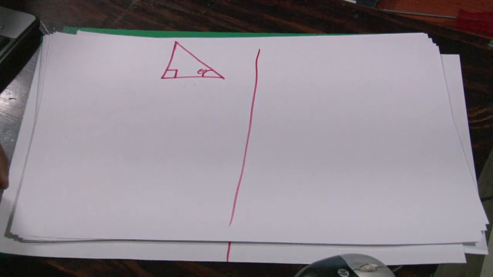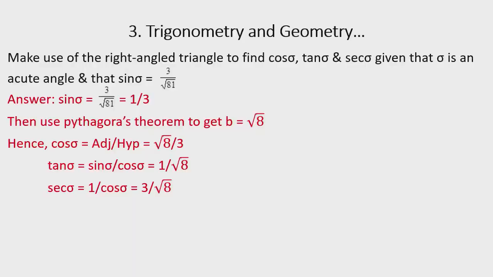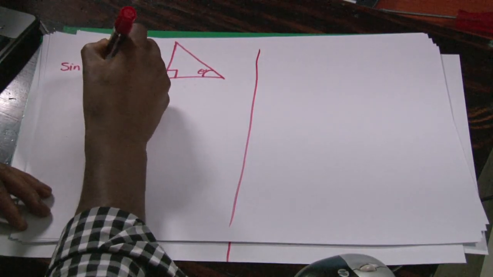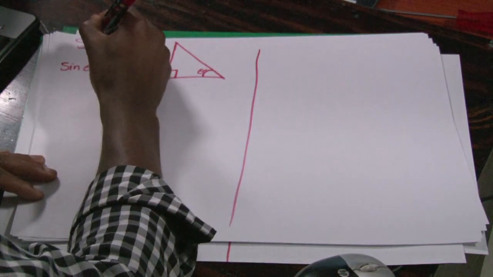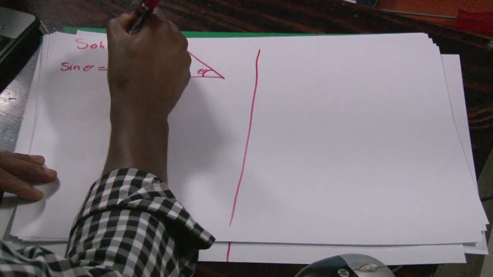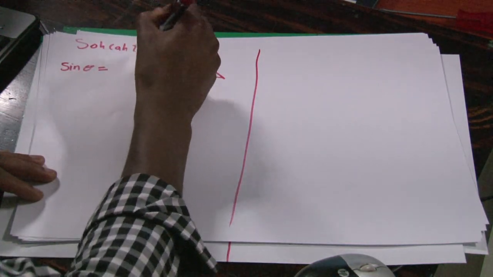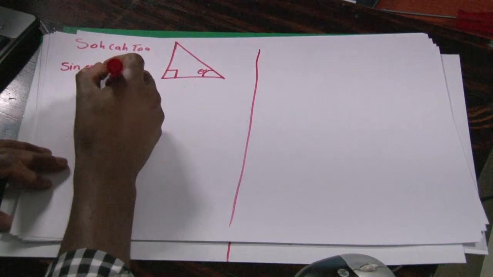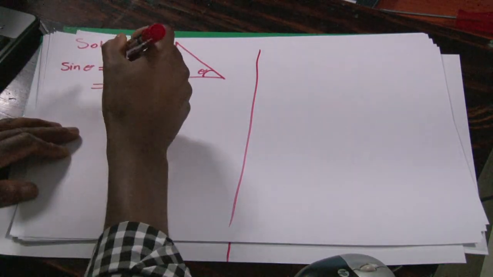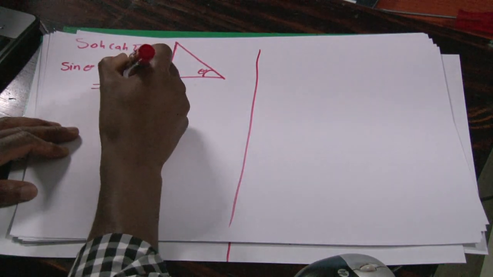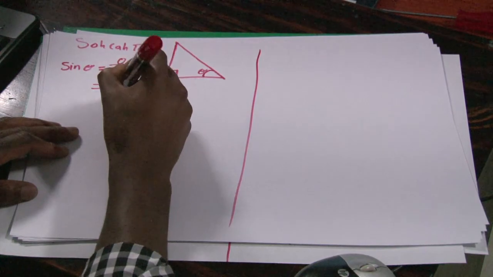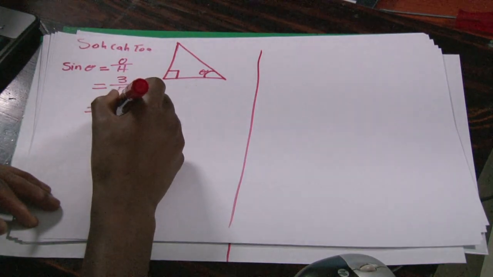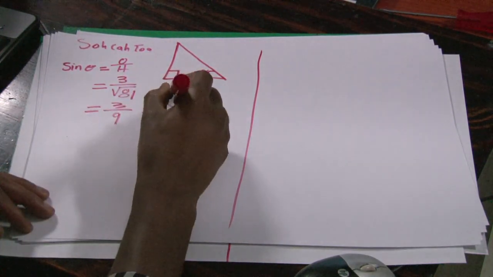Summarize the information given. It's an acute angle and sine theta is equal to 3 over square root of 81. How do you calculate sine? Remember SOHCAHTOA. You can also always write it. Sine theta is opposite over hypotenuse. So the opposite is 3, and the hypotenuse is the square root of 81. What's the square root of 81? It is 9. So 3 over 9, then you can still simplify that to be 1 over 3.